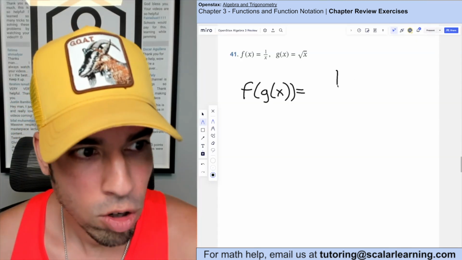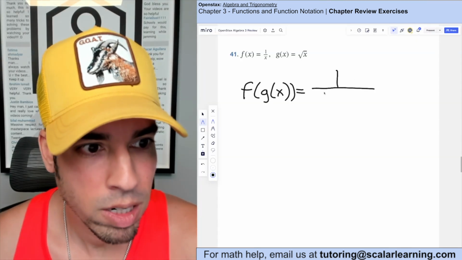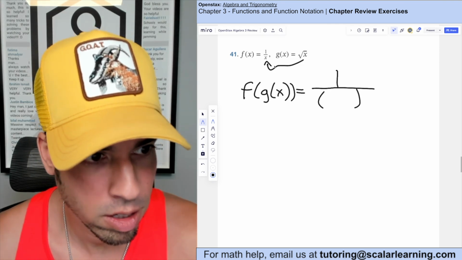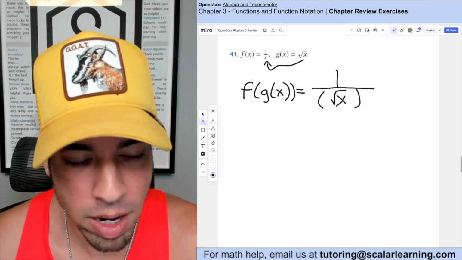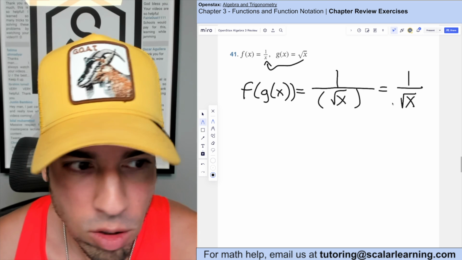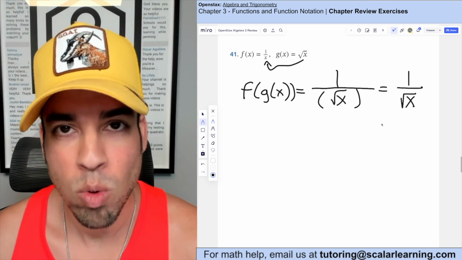So once again, I'm going to start out with f of x, but I'm going to put a nice parentheses where the x is, because we're plugging g of x into x here. And then it's 1 over the square root of x. And now we're just going to rewrite it without that parentheses, 1 over radical x. So the question now is, what is restricted?